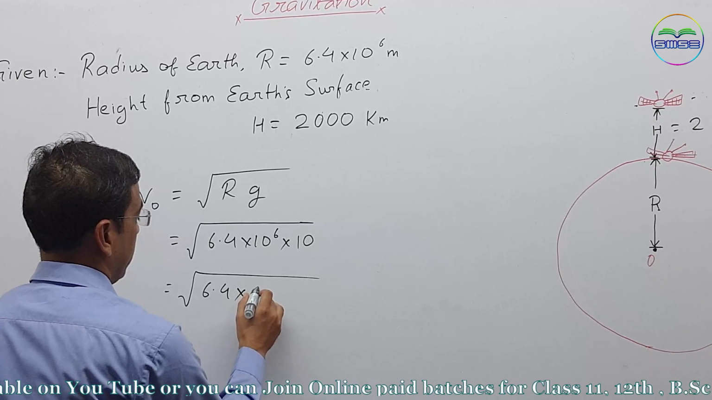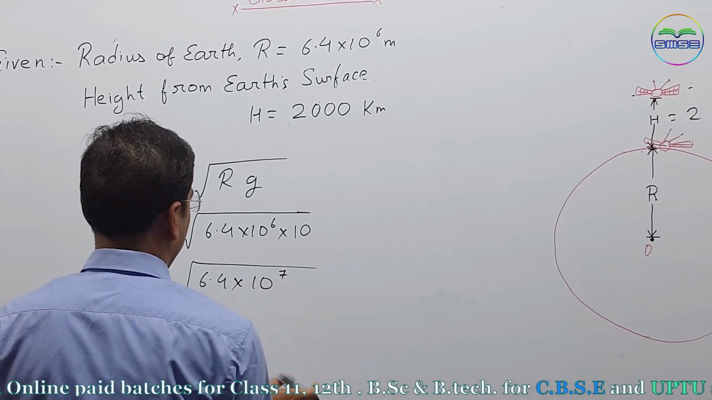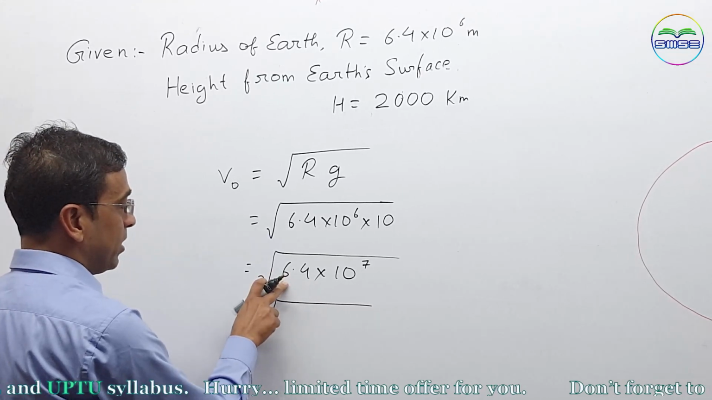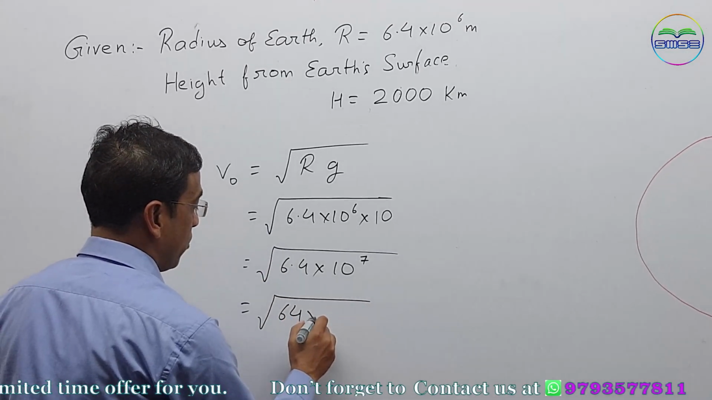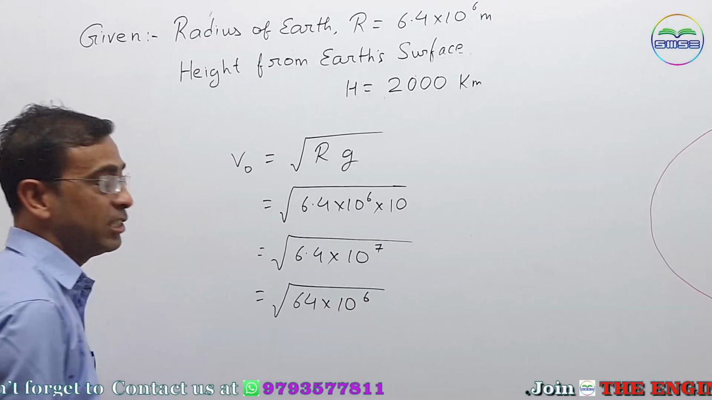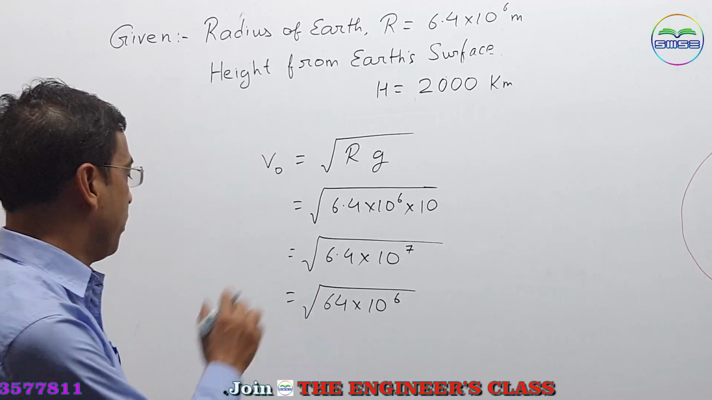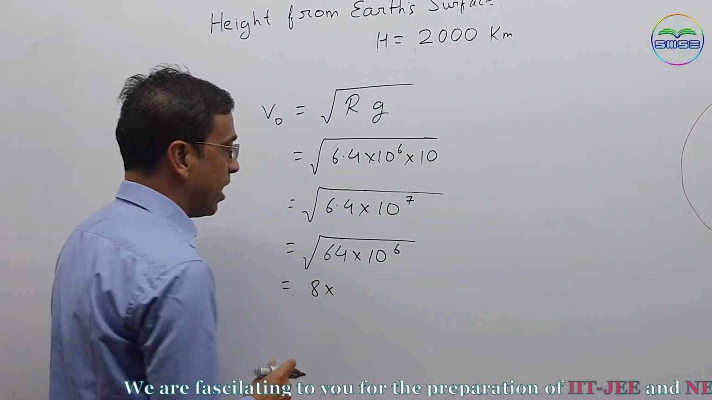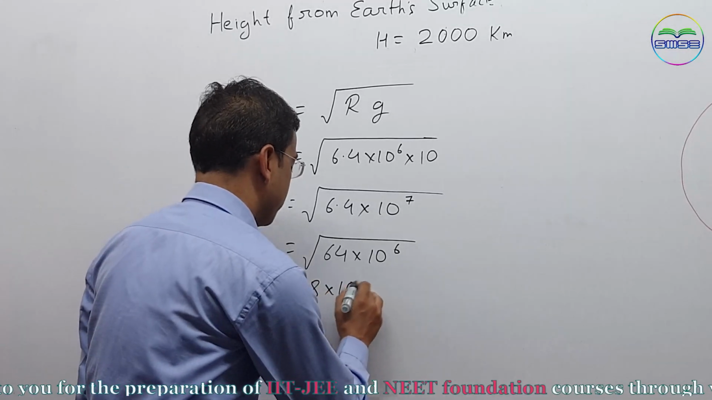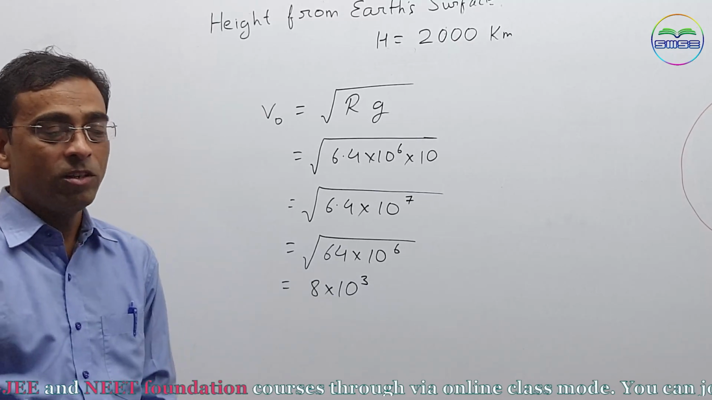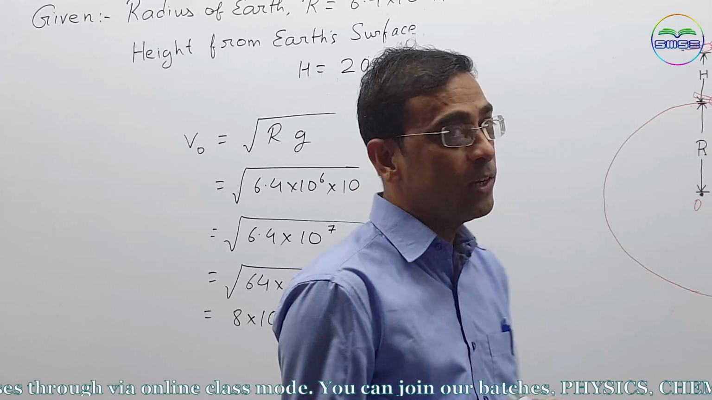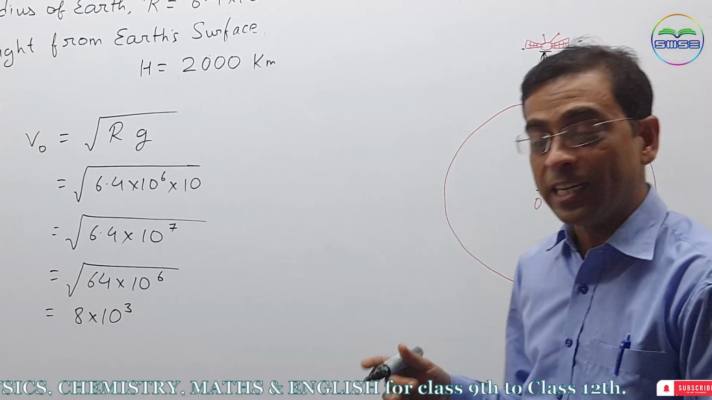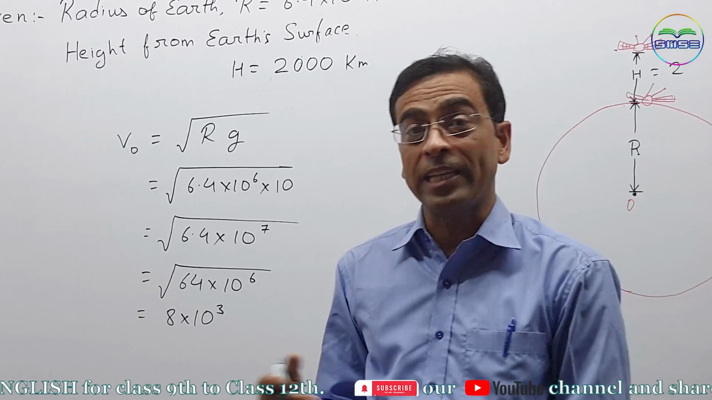After calculating it, we find the value in such a form, and when we remove the decimal, we will find the value as (64 into 10 to the power 6) to the power half. Here, the square root of 64 is 8, and the square root of 10 to the power 6 is 10 to the power 3. So the orbital velocity of the satellite at Earth's surface is equal to 8 into 10 to the power 3 meter per second, that is equal to 8 kilometer per second.